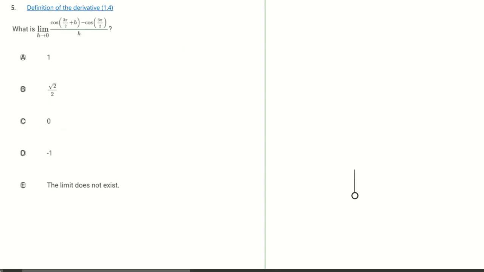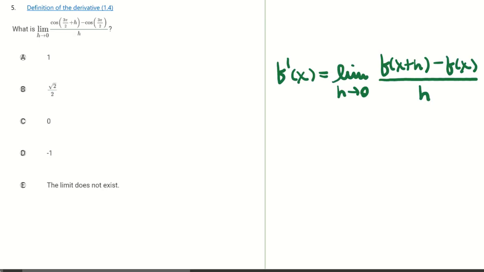This one is a definition of the derivative question. Okay, so you need to remember that f prime of x is the limit as run goes to 0 of rise over run. So this looks like it's asking me for the derivative of cosine x with x equals 3 pi over 2 plugged in.